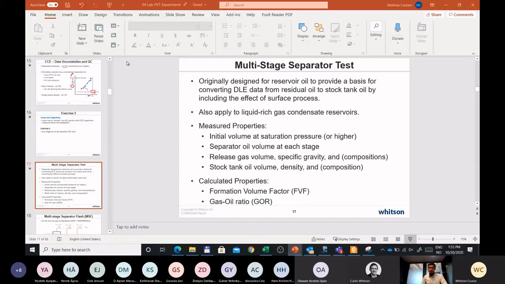So this is a good picture showing how the test is actually conducted. So we start with a total composition.